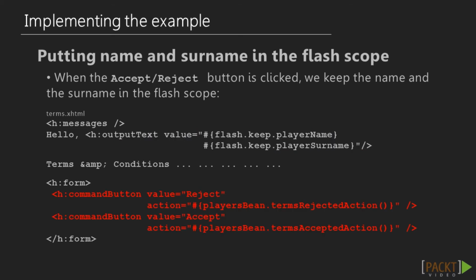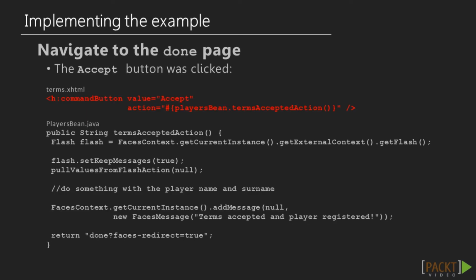In addition, when the accept or reject button is clicked, we call an action method that is capable to take the application to the next step. So, when the accept button is clicked, we need to perform several tasks. First, we add a Faces message that reports the success of registration. Since we will fire a redirection to the done page, we need to instruct JSF to keep the messages in the Flash scope. Otherwise, the messages will be lost during this redirection.